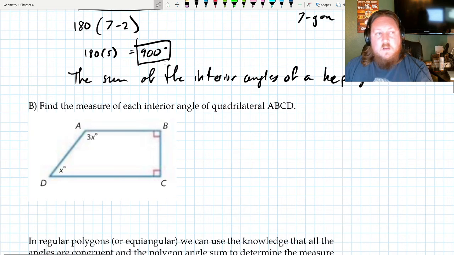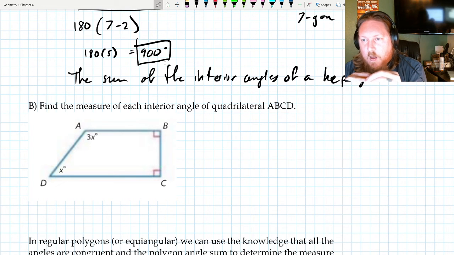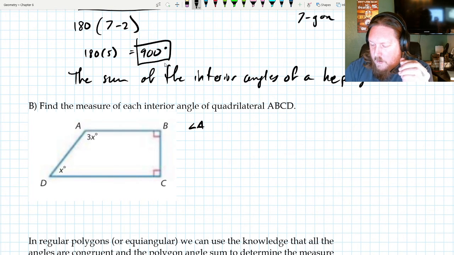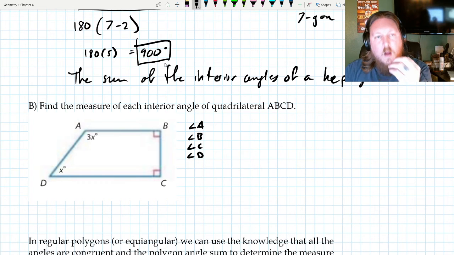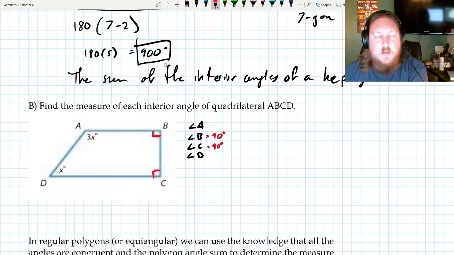For part B, it's a little bit more complex. We have a quadrilateral ABCD, and we want to find the measure of each interior angle. So what we're looking for is angle A, angle B, angle C, and angle D. A couple of them, they already give us this information. Angle B and angle C are both 90 degrees. Okay, so that's going to be useful.